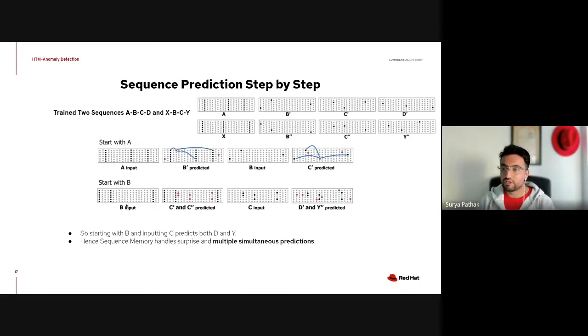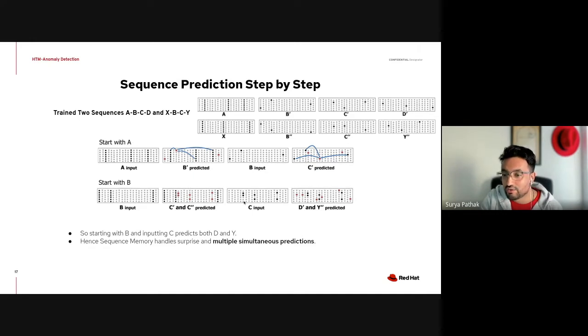Now, my algorithm does not know which B this is. Is it the B from A or is it the B from X? Let's see what it does over here. The B input excites the neurons that represent both C and C bar, C prime and C double prime. So both the neurons in these columns are excited over here.